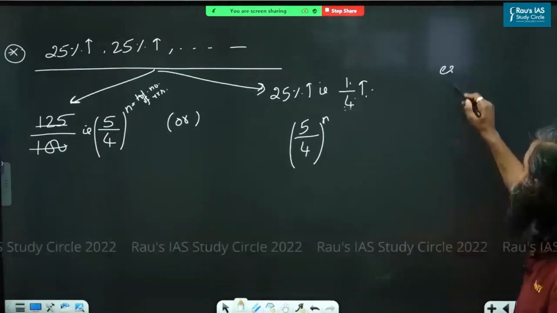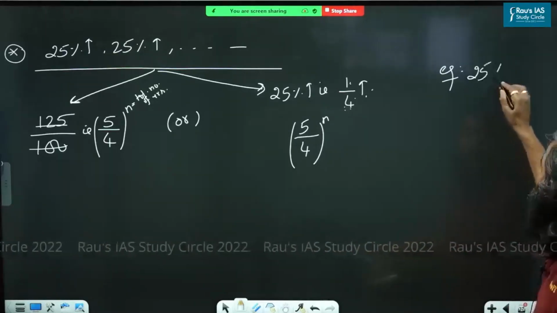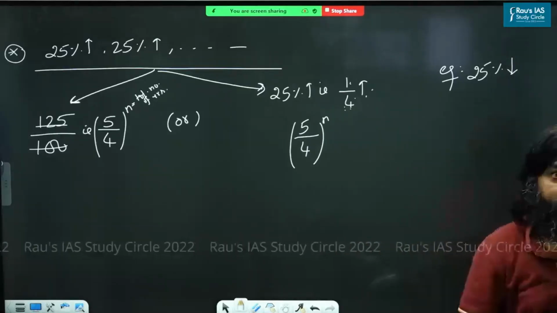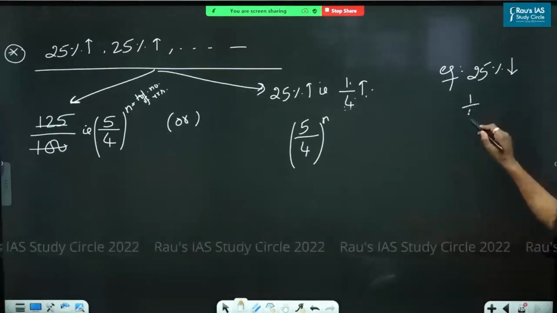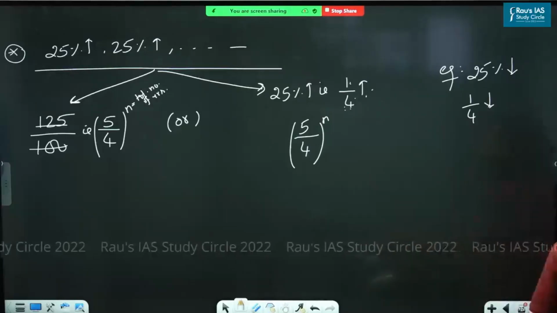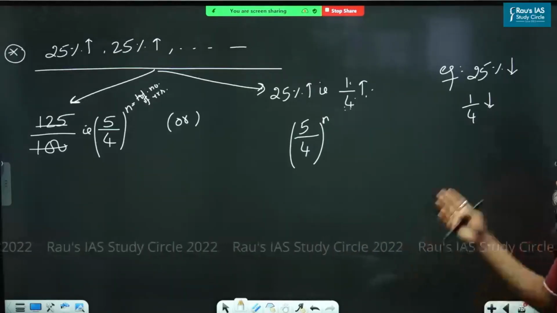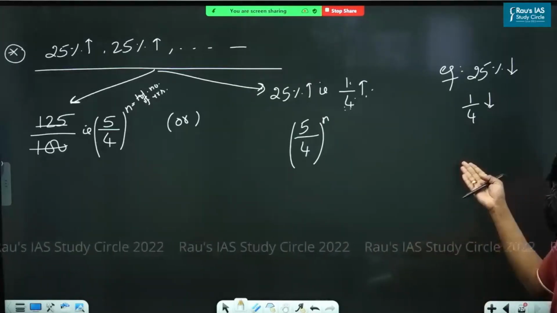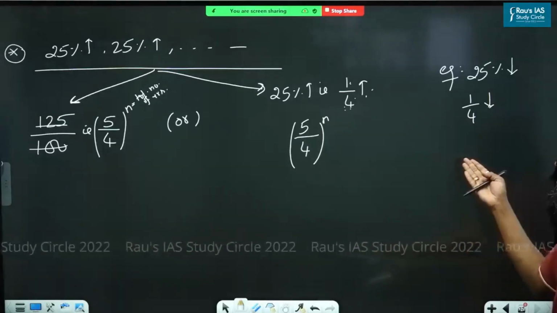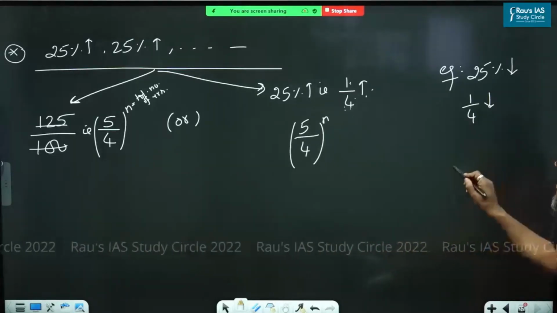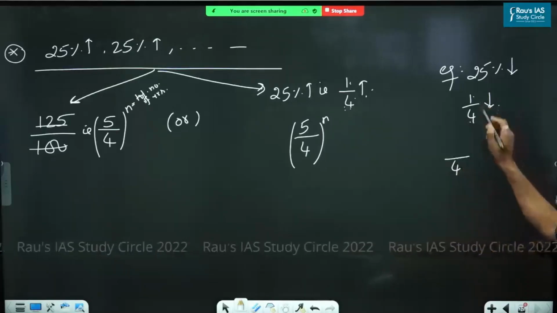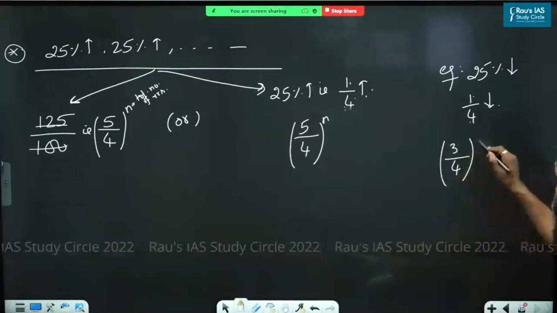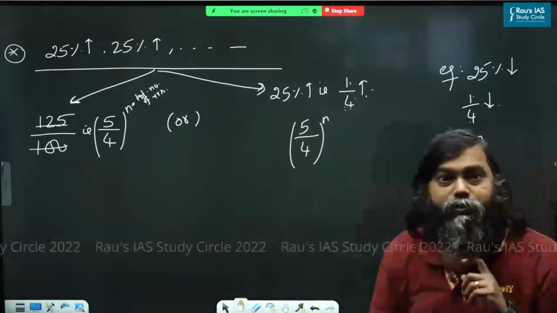For example, the question says 25% decreasing every year. So what is the fraction? 1 by 4 decreasing. Now tell me, after 1 year, what is the fraction? How much income after 1 year? 3 by 4. So if original is 4, decreased by 1, it becomes 3. Raise to n number of years. Are you understood?